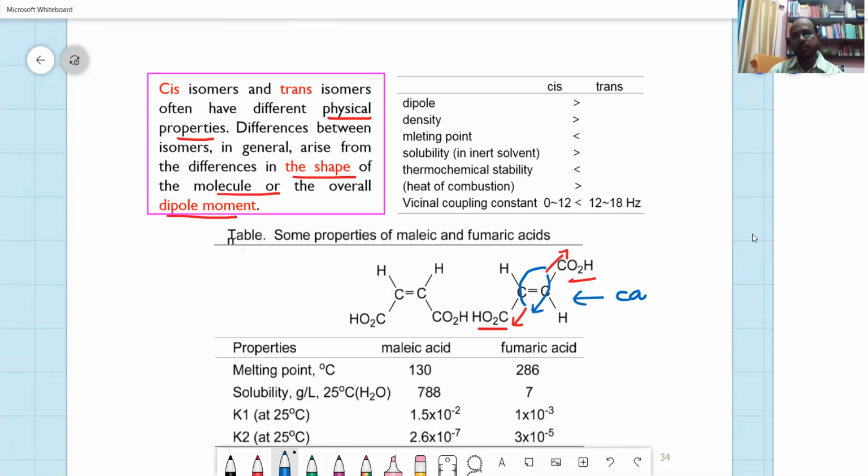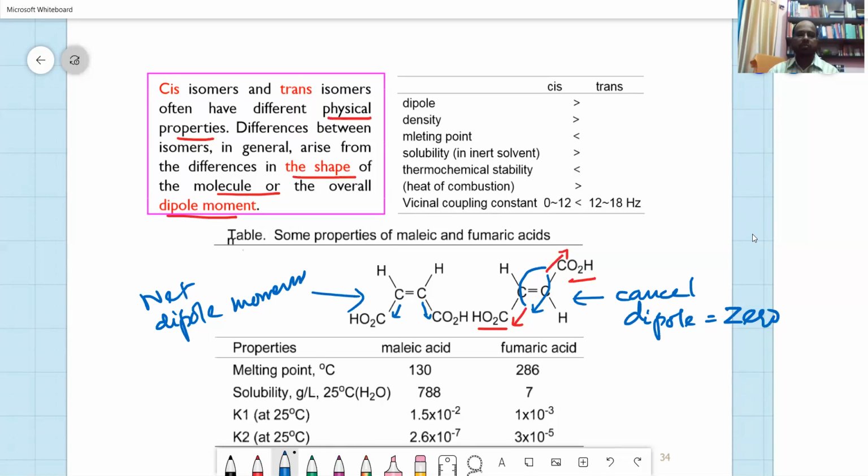they cancel each other. So therefore we have dipole equal to 0. But these two are on the same side, so they will have a net dipole moment. This is maleic acid. And this one is fumaric acid. So you should remember fumaric is trans and maleic is cis. Both have the same formula but different geometrical formula.